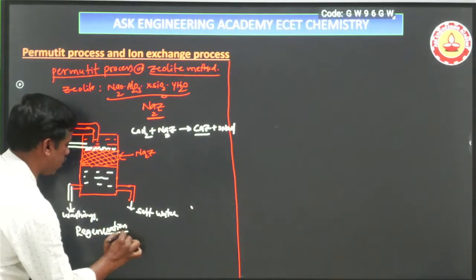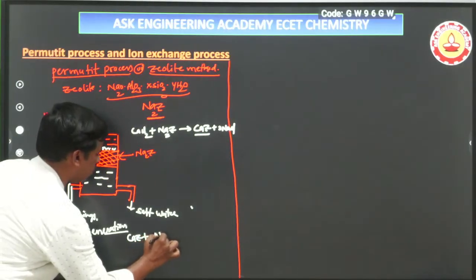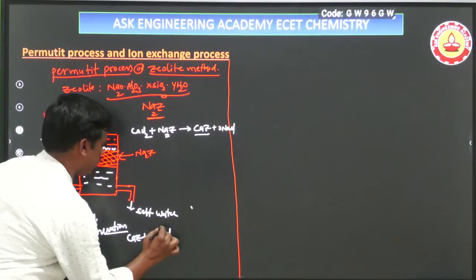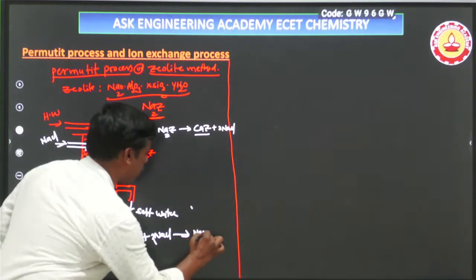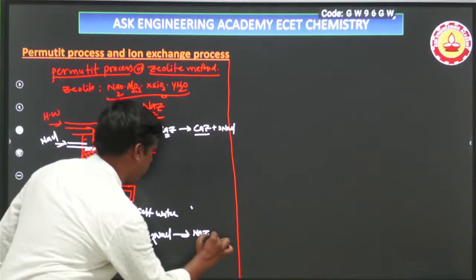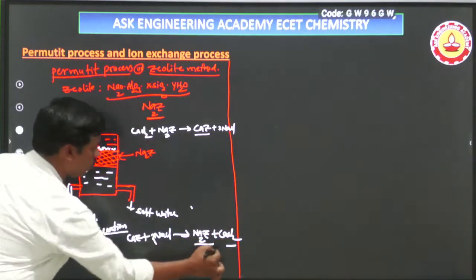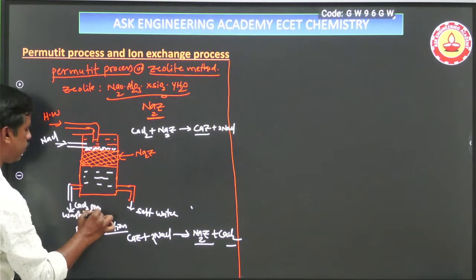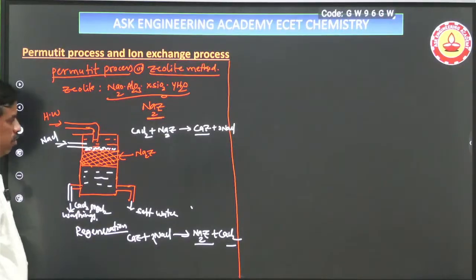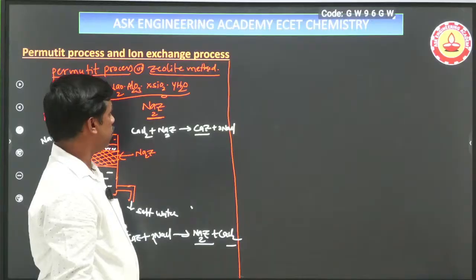Regeneration: CaZ is combined with 2 moles of NaCl. Here they form Na2Z. Again fresh zeolite is regenerated, and calcium chloride is formed. These washings are removed from here. CaCl2, MgCl2 etc. are removed from these washings. This is about the permutit process.